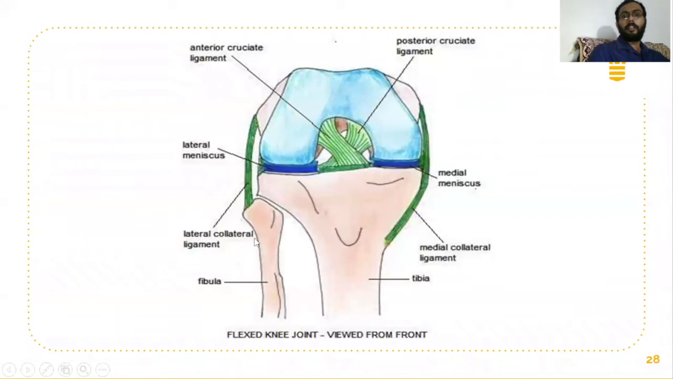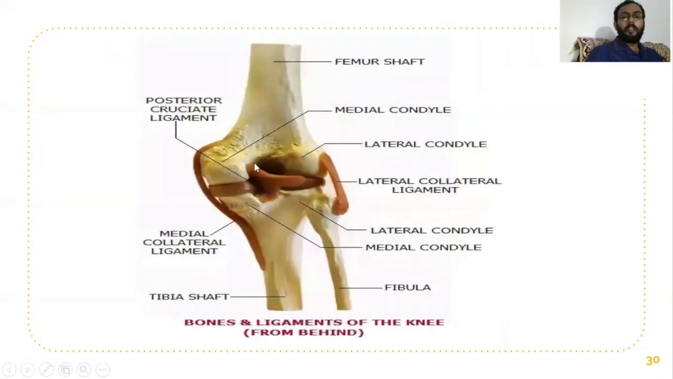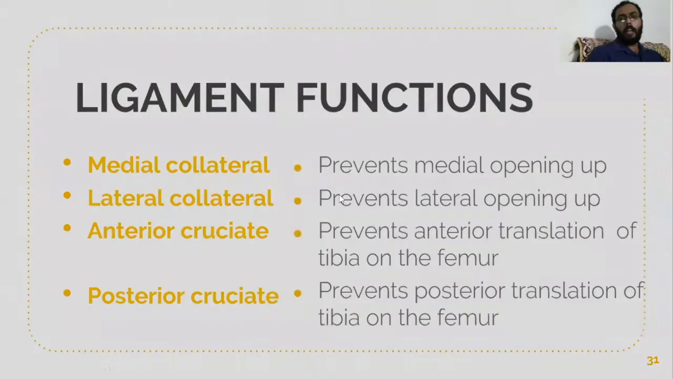This is a right knee joint in 90-degree flexion. This is the posterior side of the knee joint. Here you shall also see, we already discussed MCL, medial meniscus, lateral meniscus, LCL, and this is the posterior aspect.